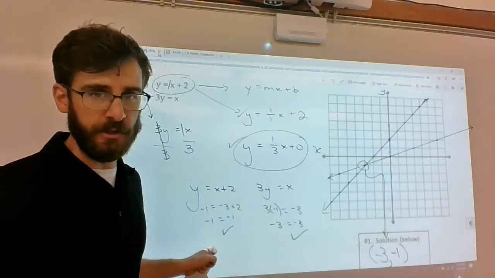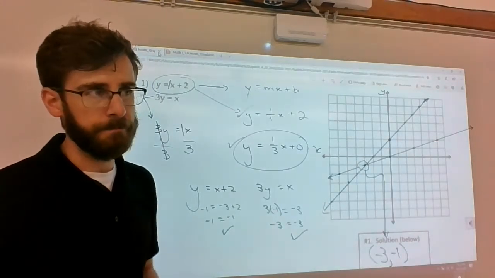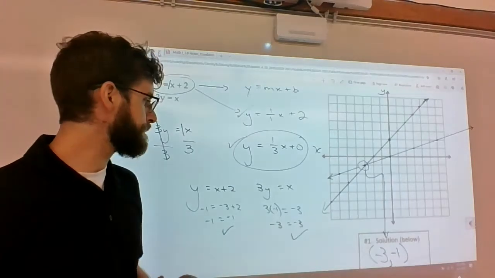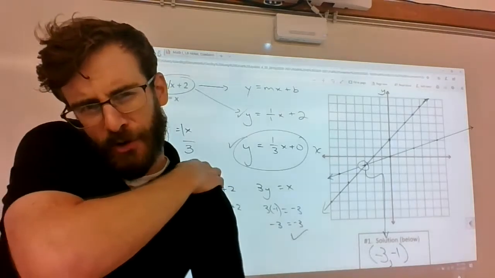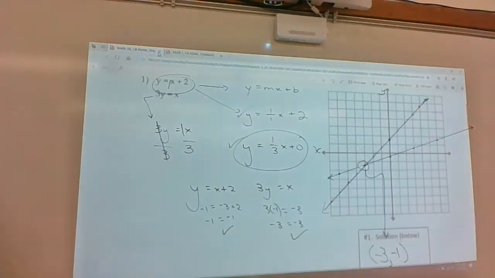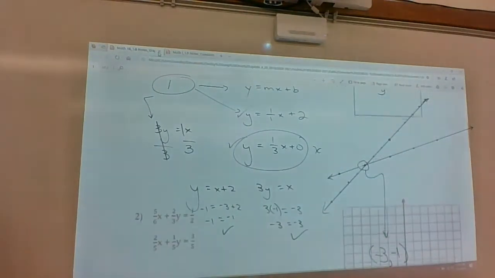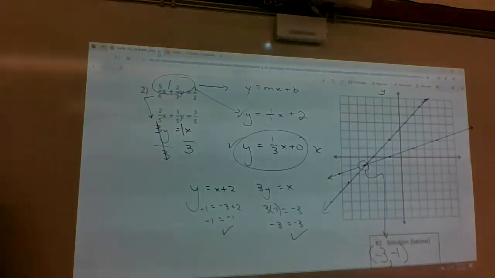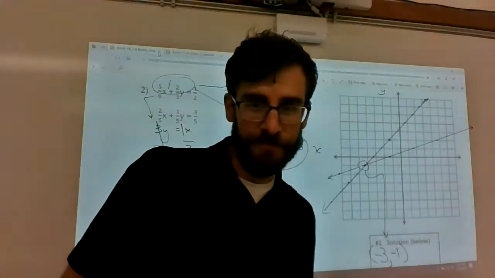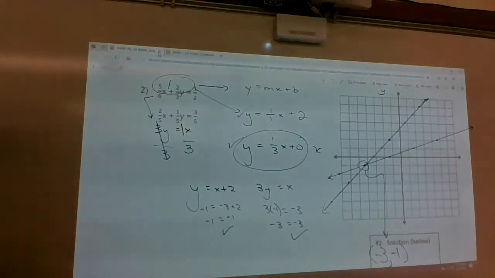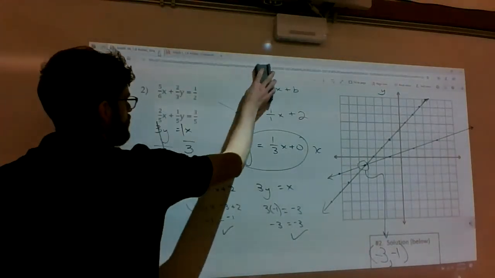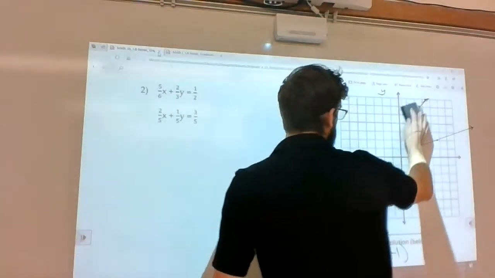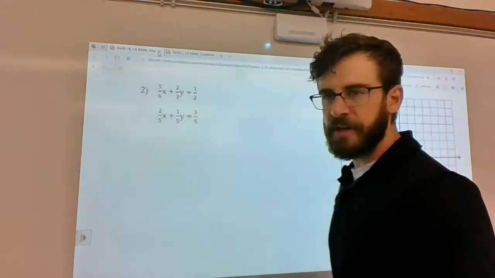That's what it means to be a solution to two lines, they call it a system of equations, a linear system of equations. All right, let's see if we can do number 2. Wow, fractions. I know fractions are not our favorites, but we can't just keep ignoring them.